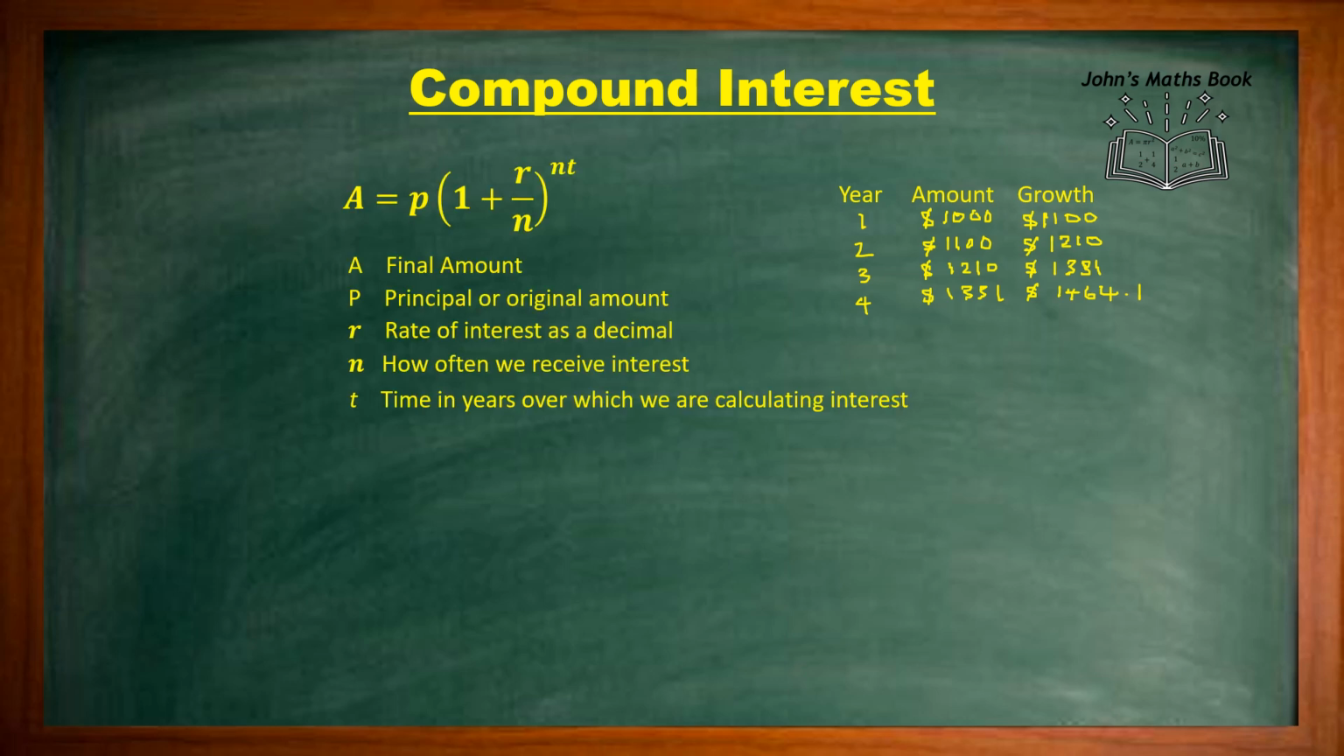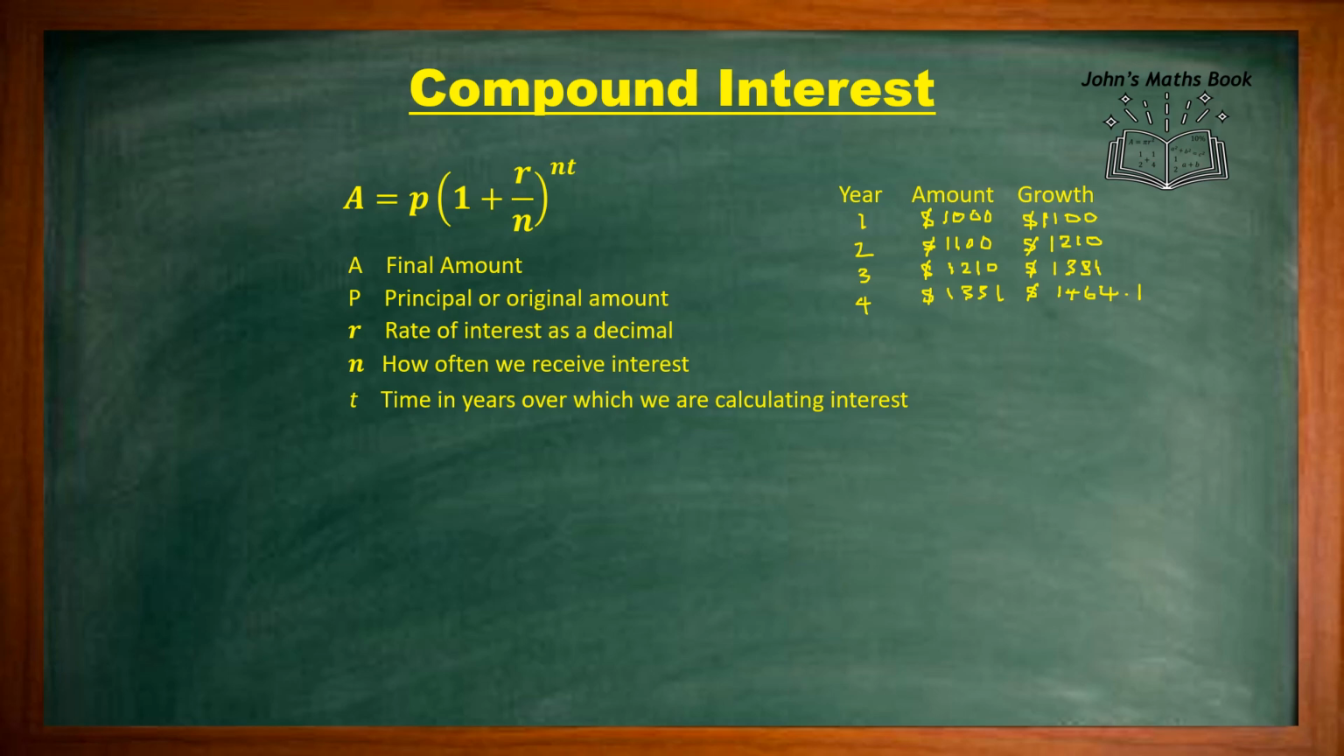The formula shown here is A is equal to P multiplied by (1 plus R divided by N) to the power of N times T. A is the final amount that we receive, so once all the interest has been added on over a period of time, that gives us our amount. P is the principal or original amount. In our example, the original amount was $1,000, or the principal.